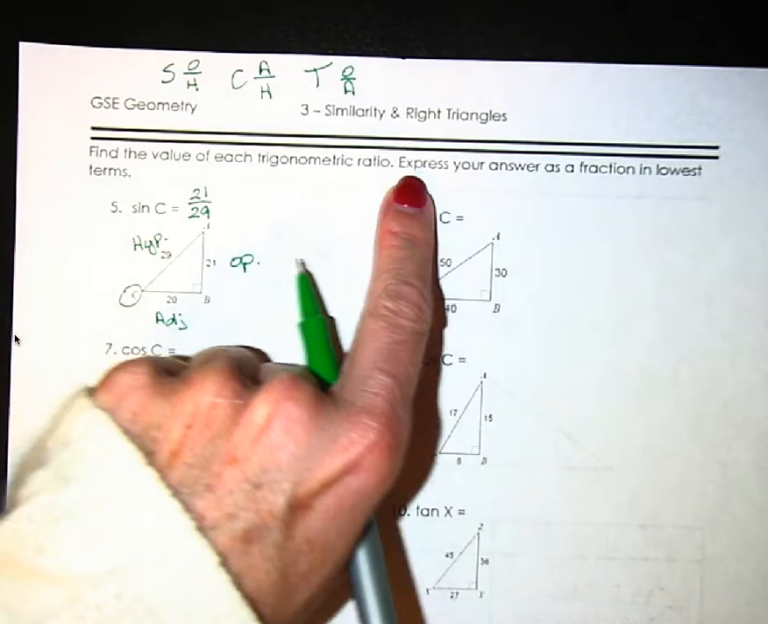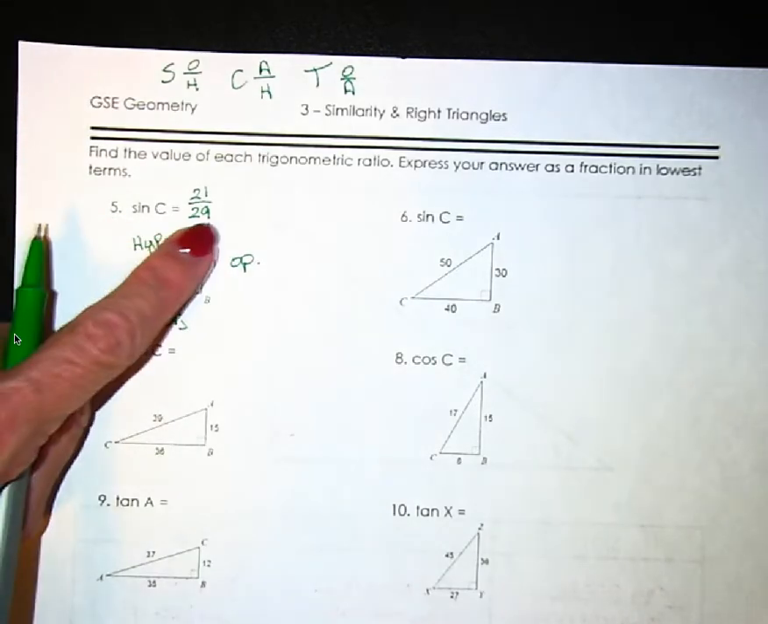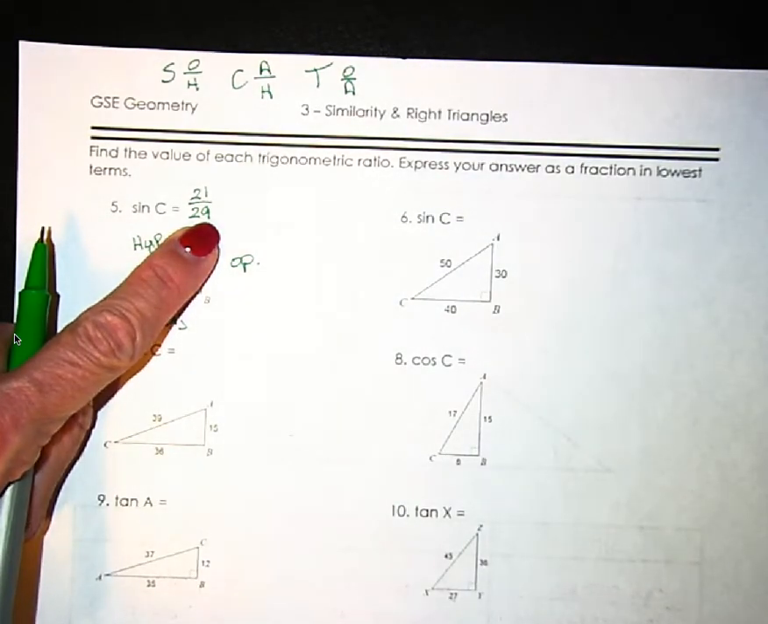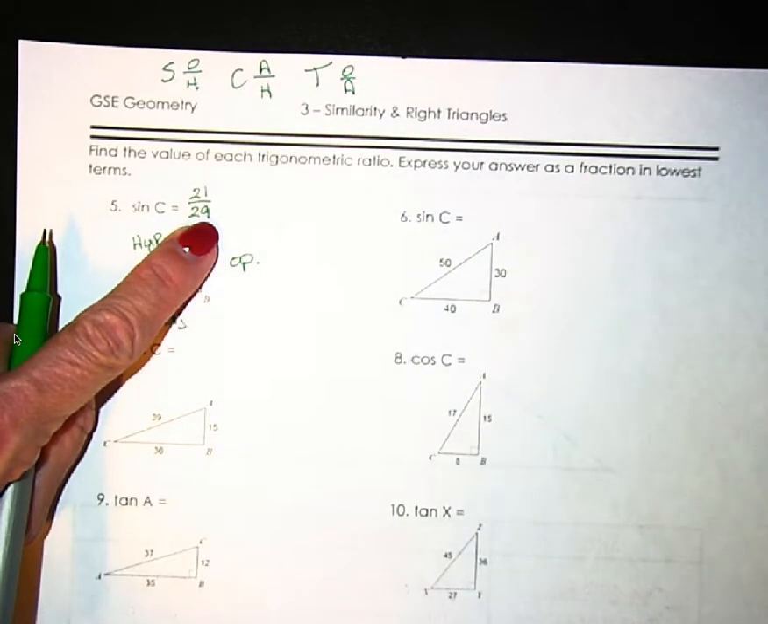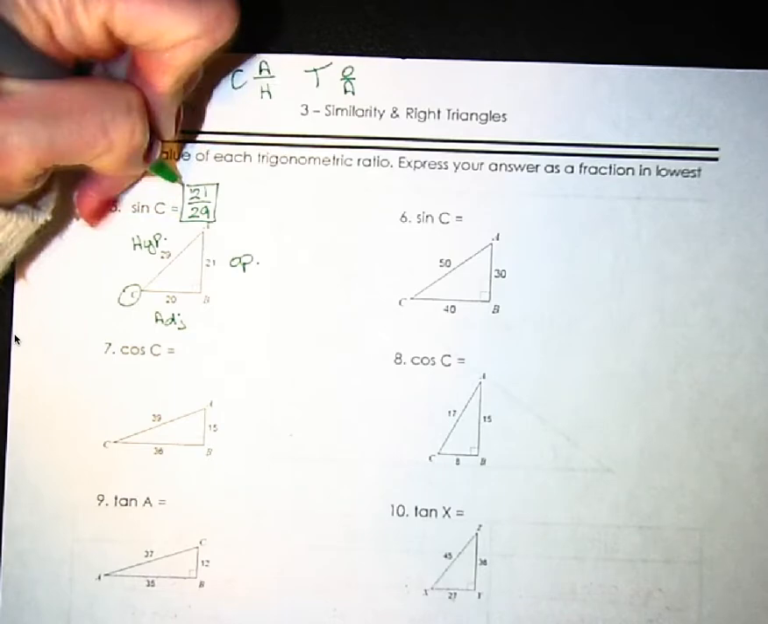It also says to express your answer as a fraction in the lowest terms. So we're not going to turn this into a decimal, although we could, but we're just going to leave it as a fraction, and that can't be simplified, so we're going to leave it just like that.